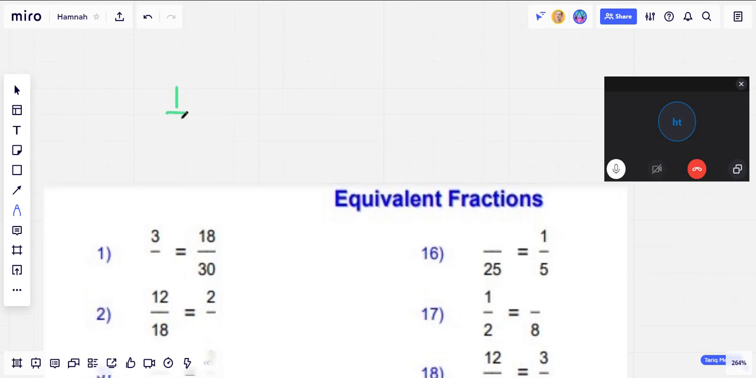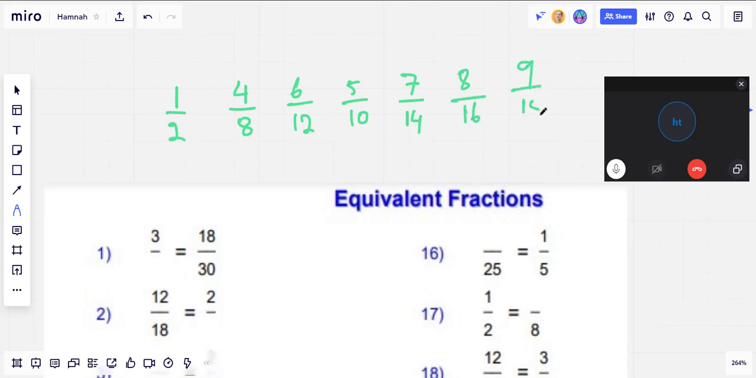Firstly, let's say 1 over 2. 1 over 2 means a half, right? Then 4 over 8 also means a half, isn't it? And also 6 over 12 means a half. 5 over 10 also means a half, right? And 7 by 14, 8 by 16, 9 by 18 also mean a half. So all of these, look at them, they're all different fractions, but they mean the same thing. They all mean a half.